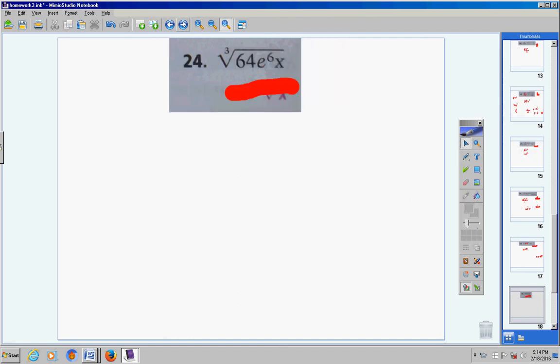Number 24. Okay, same thing again. This is all one term, so I can take the cube root of each part. The cube root of 64 is 4. 4 times 4 times 4 is 64. The cube root of e to the 6th is e squared, because e squared times e squared times e squared is e to the 6th.